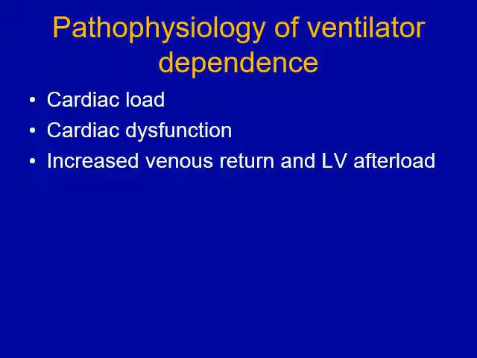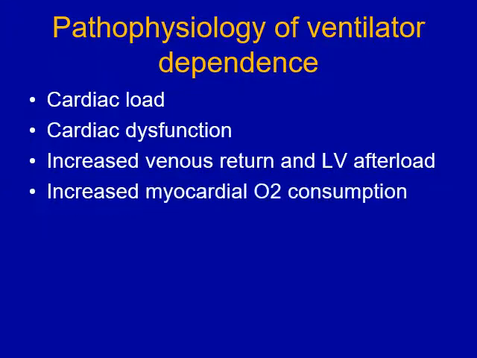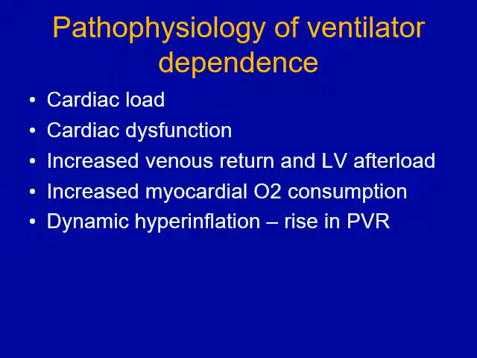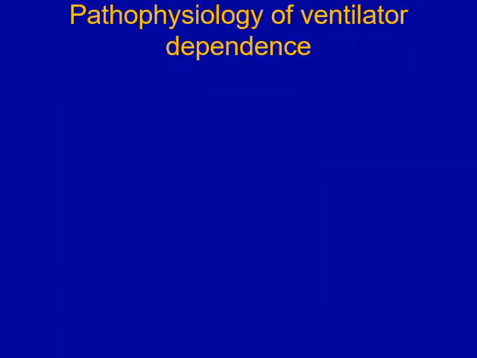If there is a subtle myocardial dysfunction, it will be manifested, and any subclinical ischemia will also be manifested. So the patient can have cardiac arrhythmias, or ST-T changes and myocardial ischemia, infarction, and pulmonary edema. And also dynamic hyperinflation leads to an increase in pulmonary vascular resistance, and it also contributes to this ventilator dependence.